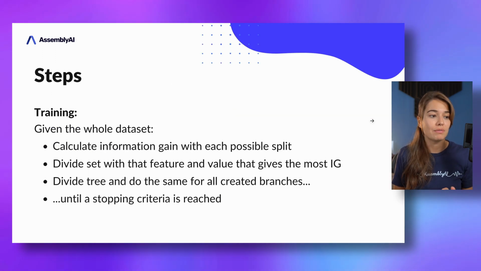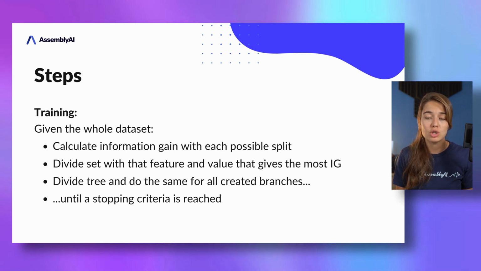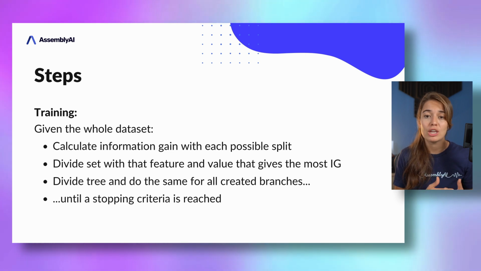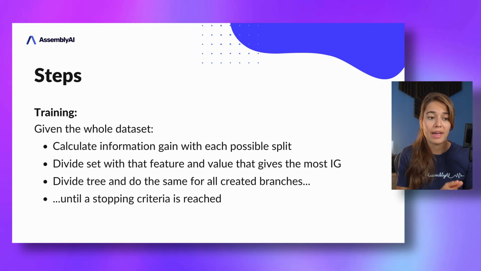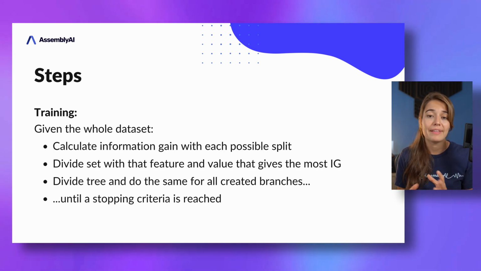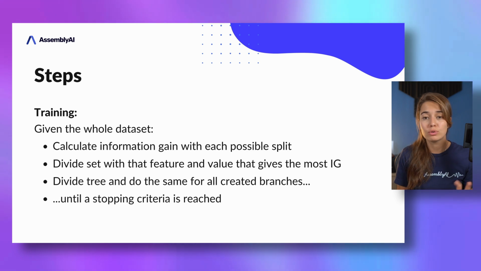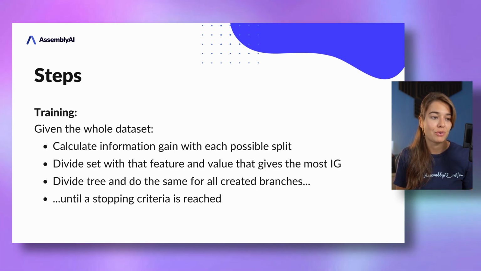So during training, what we do is, given the whole data set, we calculate the information gain from each possible split. So this is each feature, and if the feature is numerical, each possible split inside this feature. And then we divide this data set using this feature and the value that gives us the most information gain. And then we divide this node, so create 2 branches, and then we do this all over again for all the newly created nodes. We do this until a stopping criteria is reached, as I mentioned before.